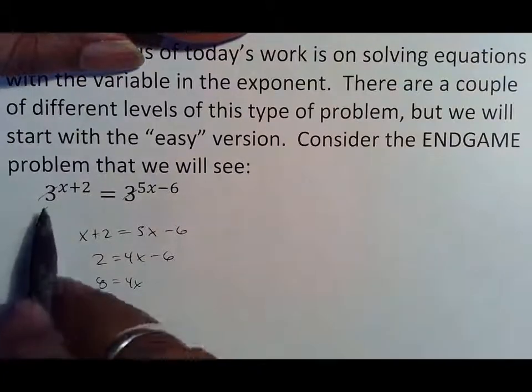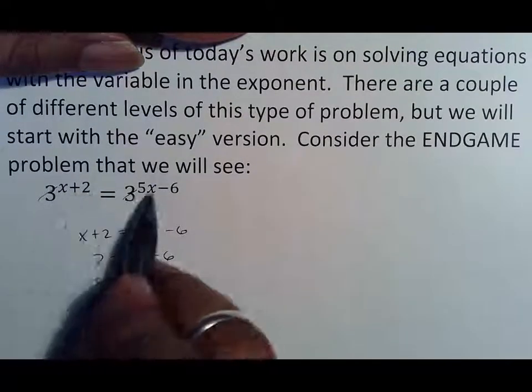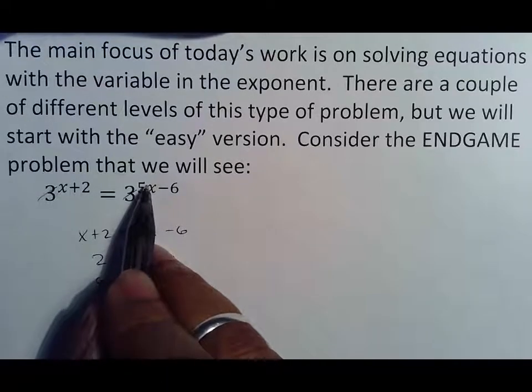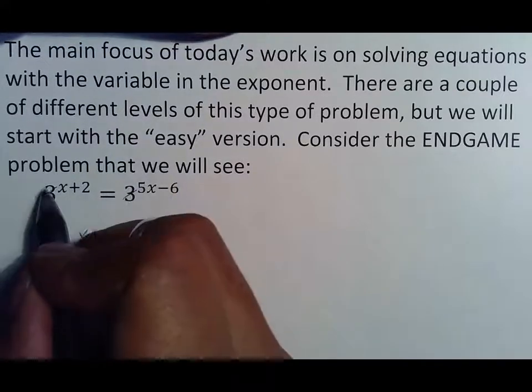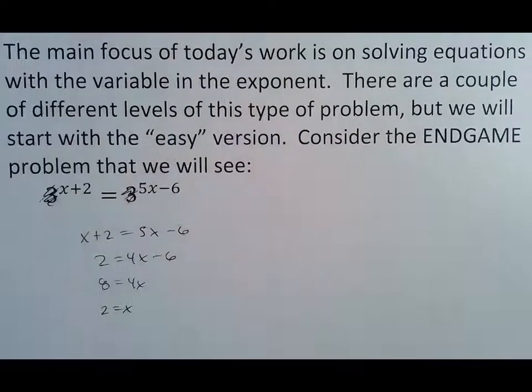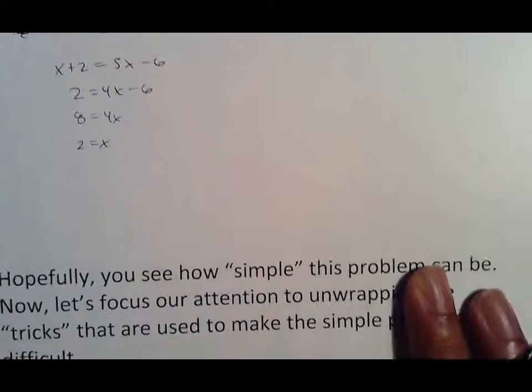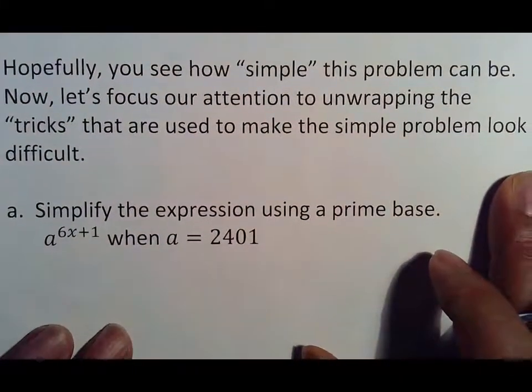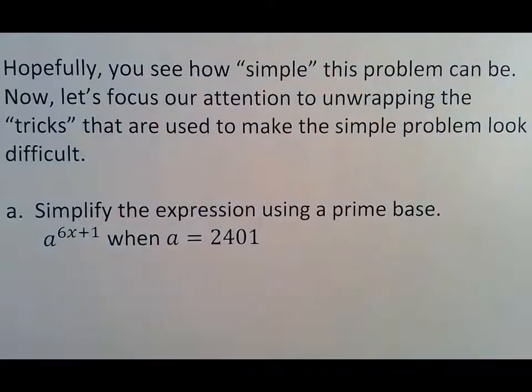But again, the key idea here is once you have the same base, even though we've never solved with a variable in the exponent, these are the easy ones we're seeing today, or the easy versions of what we're seeing today. Once the bases are the same, the bases don't matter because the exponents have to be the same. And that's the idea we're going to work off of. So hopefully you see how simple it can be. Now let's focus our attention on unwrapping the tricks. Again, they're just going to use tricks to make the simple problem look difficult.